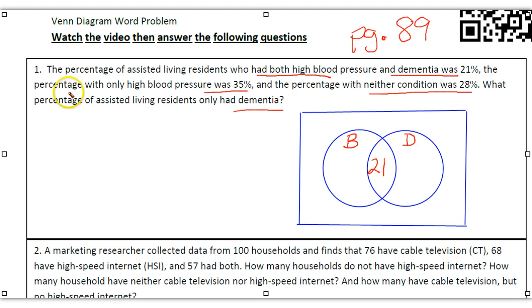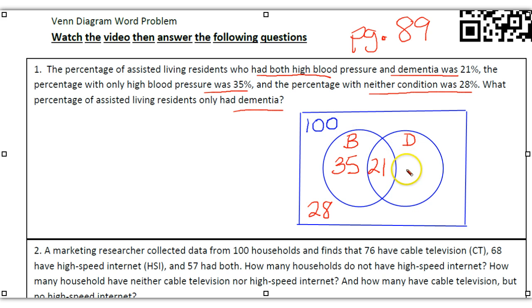The percent with only blood pressure was 35, so we can put the 35 there. And then we had 28 that had neither condition, so they wouldn't be in these circles. This would be out here as 28. Now, one of the questions that might arise here is, what is your universe? Well, it's not 28. We're using percentages, so the universe is going to be 100.